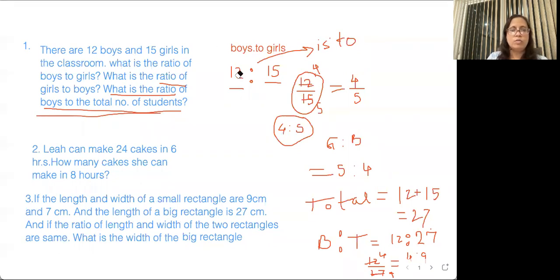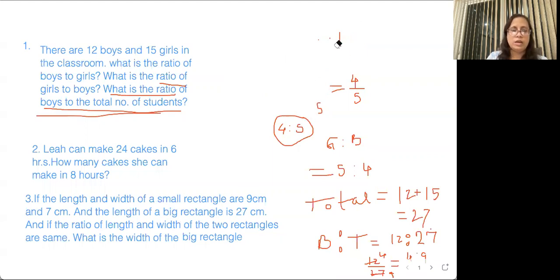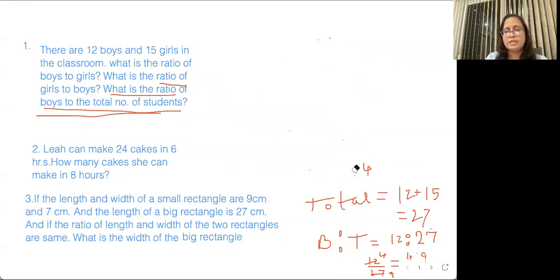Okay, let's do what about number 2. Here we can see the question is, Leah can make 24 cakes in 6 hours. How many cakes can she make in 8 hours? Okay, so there is a relation here. What is the relation? First we need to find out what are the objects: number of cakes and how many hours.